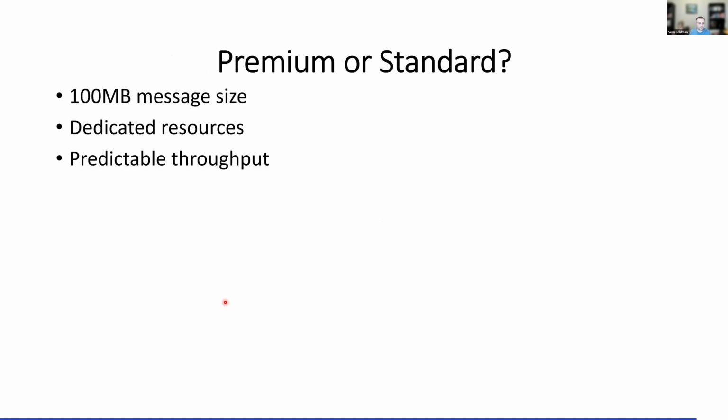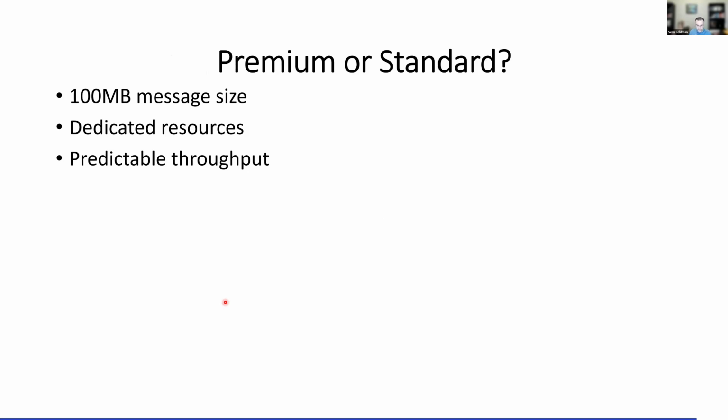How do we compare? Well, premium is up to 100 megabyte message size. It's a dedicated resource, right? It's literally provisioned for you. Only your namespace is there, and a single namespace. You cannot have multiple namespaces on premium tier. It is predictable throughput, which is very important.